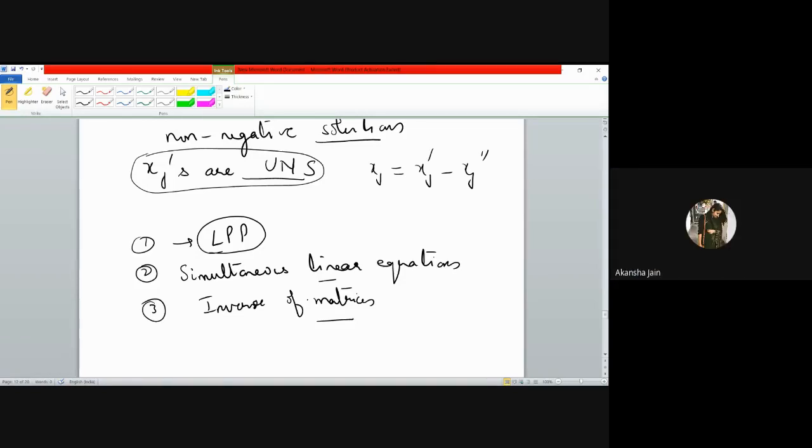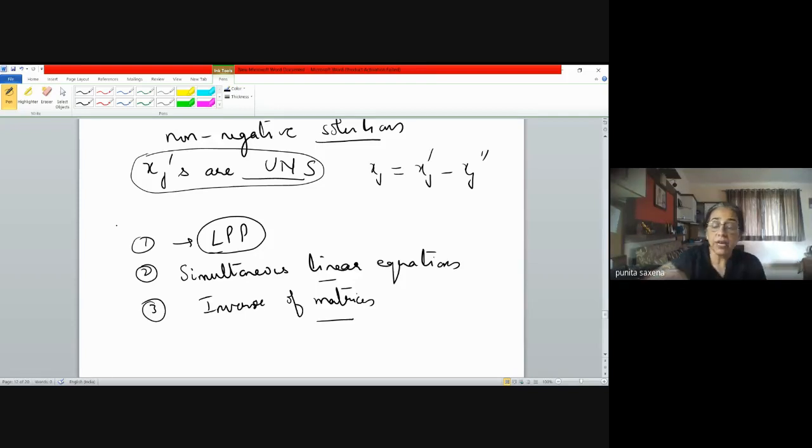Ma'am, can you please repeat this? If we have a non-negative solution, then xj's are unrestricted in sign. Can you please repeat this? No, what I'm trying to say is that when you are asked to solve a system of linear equations, it won't be mentioned in the problem that your system is going to have all non-negative solutions, because a random system of linear equations can have a negative value also. Like I can have a system of 3 equations, 3 variables with values as 1, -2, 3. There is a possibility that x1 is 1, x2 is -2, and x3 is 3.